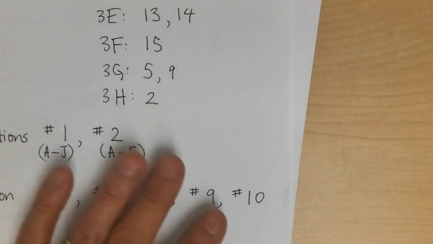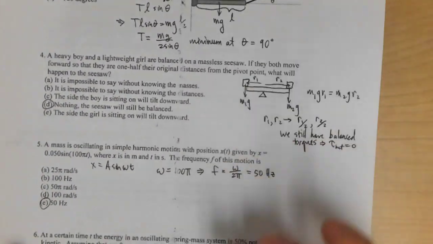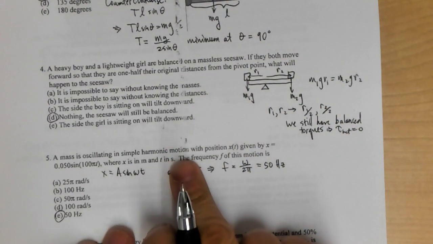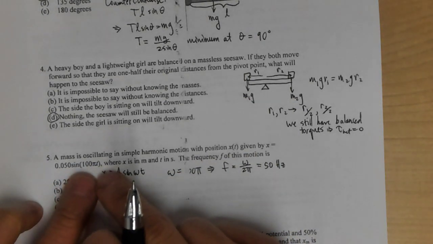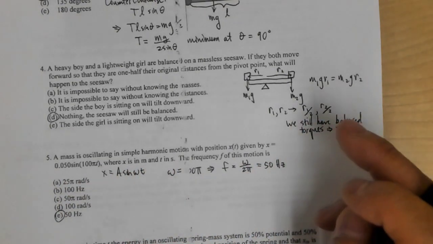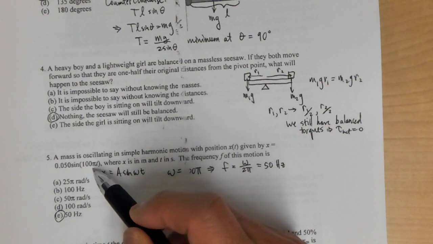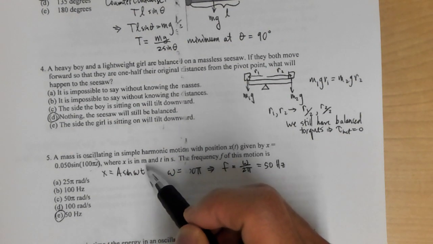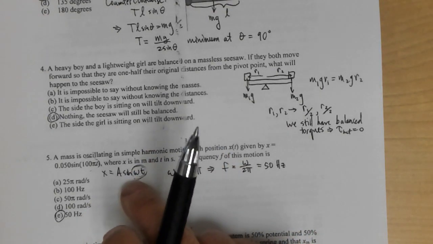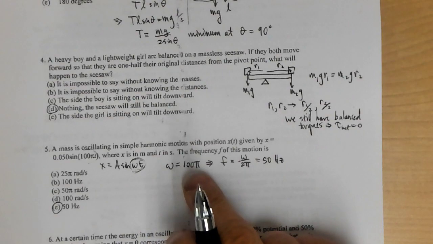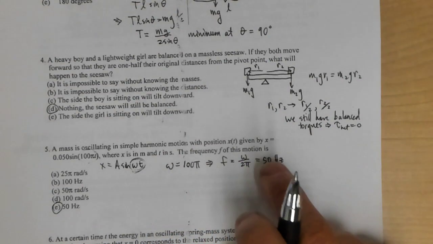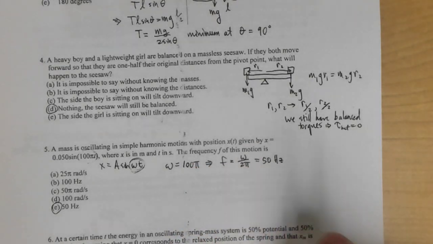Next problems are 5 and 9 from test 3G. A mass is oscillating in simple harmonic motion, with position x of t given by 0.05 times sine of 100 pi times t, where x is in meters and t is in seconds. The frequency of this motion is what? You're supposed to recognize the thing inside of the sine function is omega t. Even though we usually write cosine of omega t, just realize the thing inside is omega t. So we can read off that omega is 100 pi. So f is equal to omega over 2 pi. 100 pi divided by 2 pi is 50, so 50 hertz.